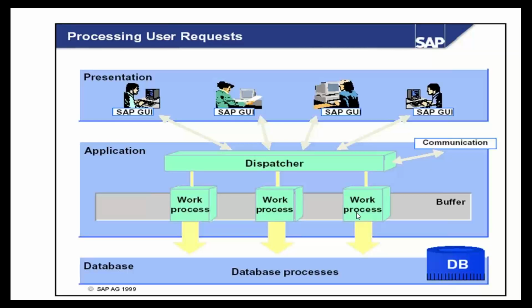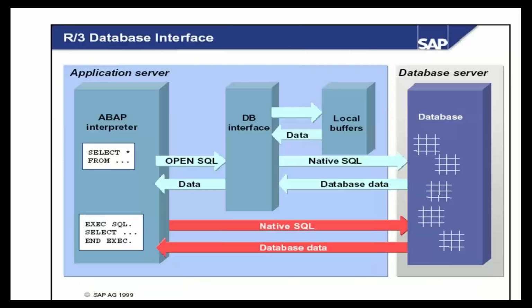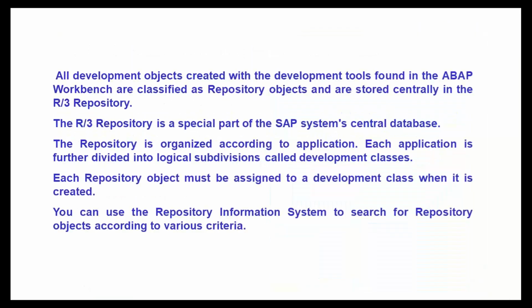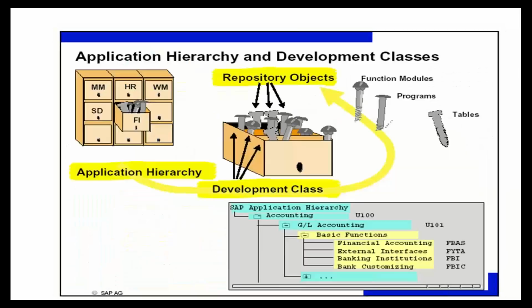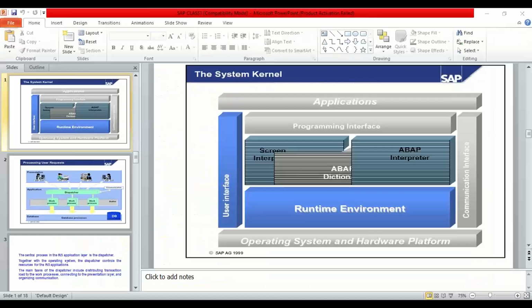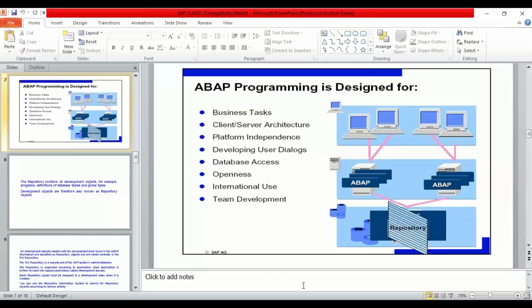It does not say that I have to run this and send this data to this work process. Whichever work process is empty or idle, randomly it sends the data to it. Randomly it processes the data to it. So this is about the three-tier architecture. Remaining things we'll discuss later, but this is about the three-tier architecture.